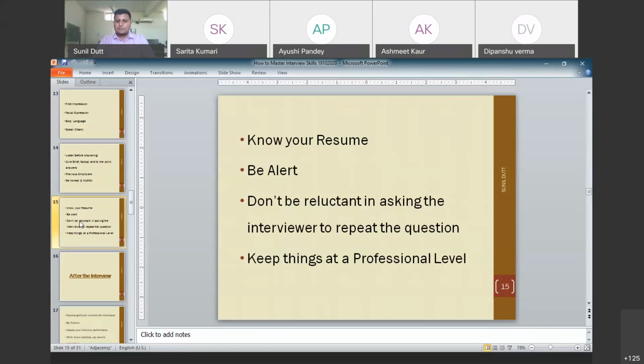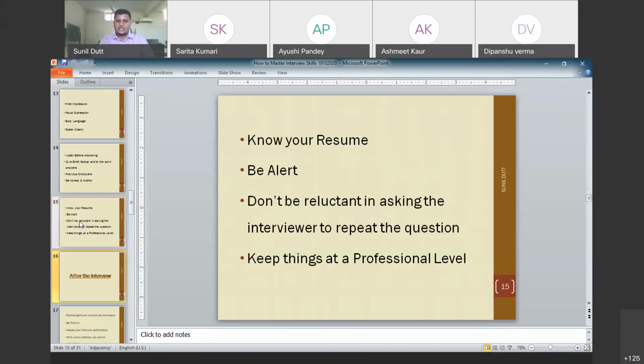Keep things at a professional level. This is literally required. Many a time at the end of the interview, you have a gut feeling that your prospects are pretty good, and the interviewer might be cracking a joke or laughing over something, but mind this, you have to remain professional. Even if a joke is cracked, you just need to laugh in a minimized manner.